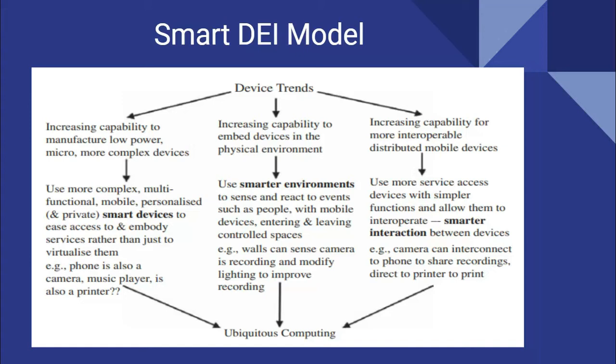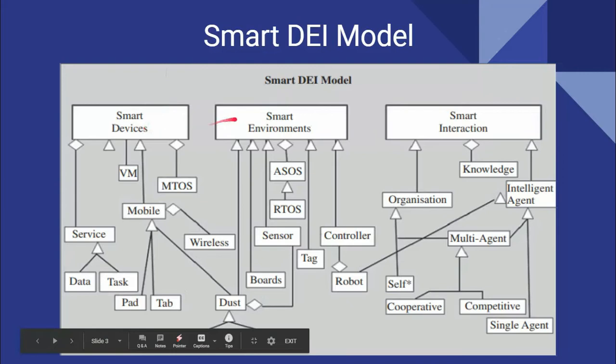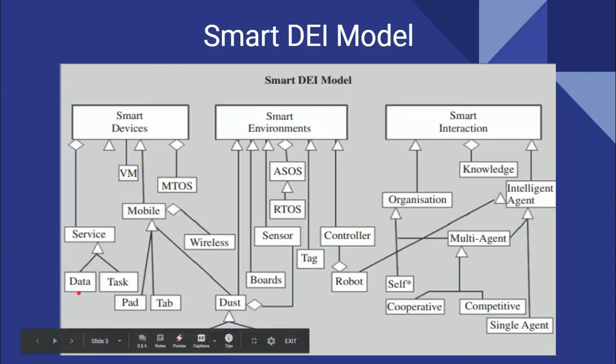Whenever you get this concept, just go through this diagram and you will get the entire picture. Again, the model shows different smart devices, smart environment, and smart interaction. For smart devices, we have services. Services contain data and tasks, mobile content, and type. We will see these one by one in our further videos.